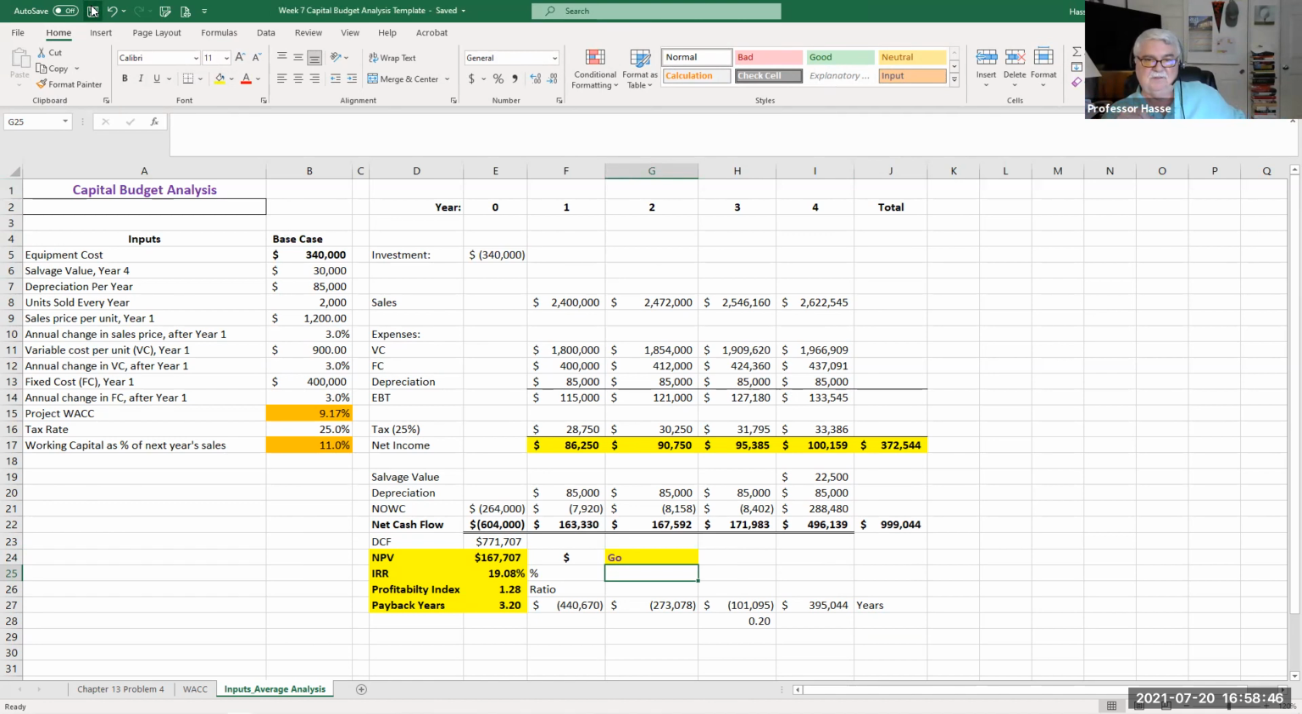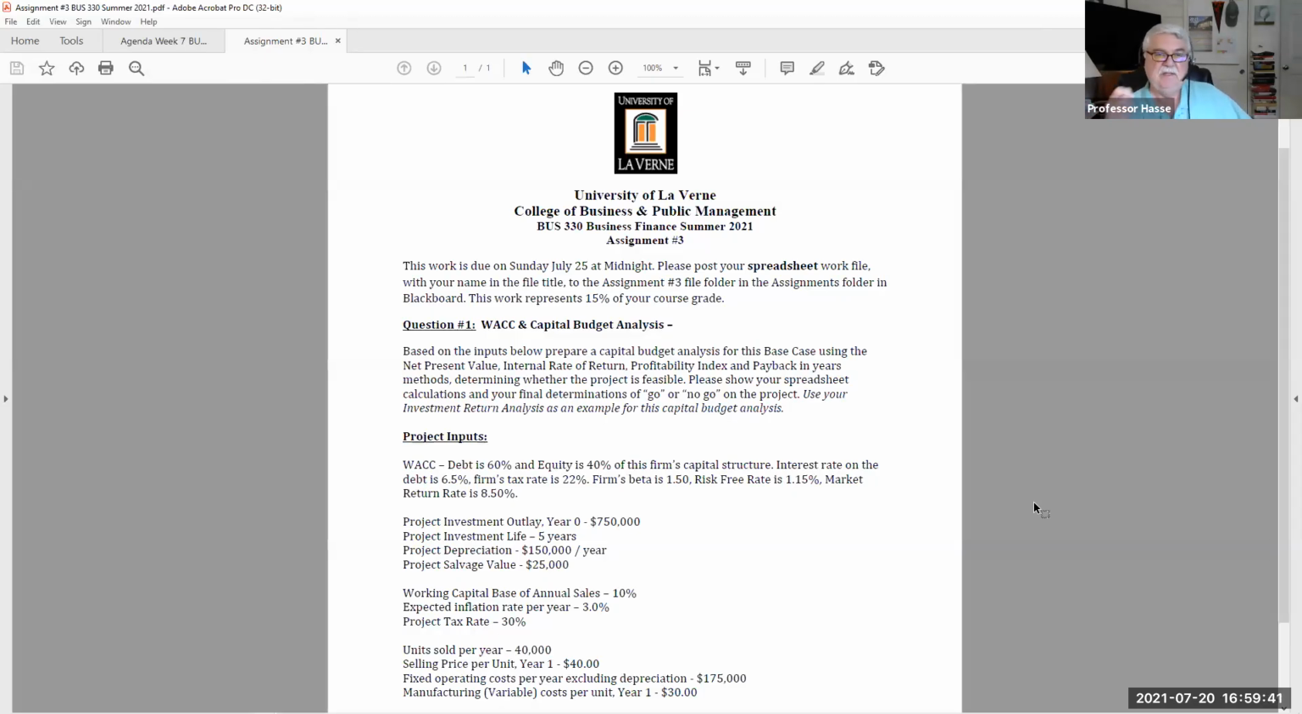So we'll practice this week in assignment number 3. Your job in assignment 3 is to put the information given to you in assignment 3 into this format to determine this information. You now have 2 samples of these spreadsheets, last week's and this week's. And here's our assignment number 3, what you're doing this week.